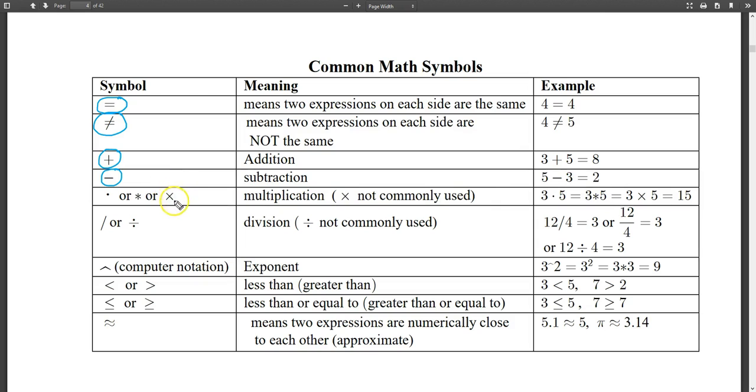Now multiplication, we have some different symbols we can use. We'll sometimes use a dot or an asterisk. The asterisk you will normally see when you're typing something into a calculator or computer. Oftentimes you'll see the asterisk displayed for multiplication on a computer or calculator screen. You also have the standard cross symbol like that. Now that we don't use very often in math courses because it looks too much like the letter x, and we want to reserve the letter x for a variable, so we don't use this very often.